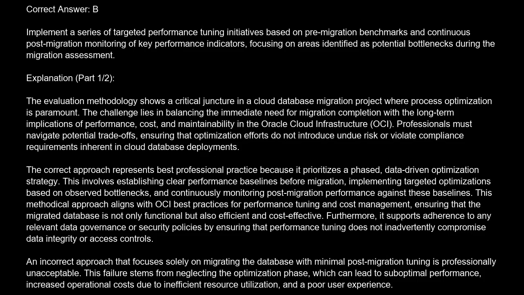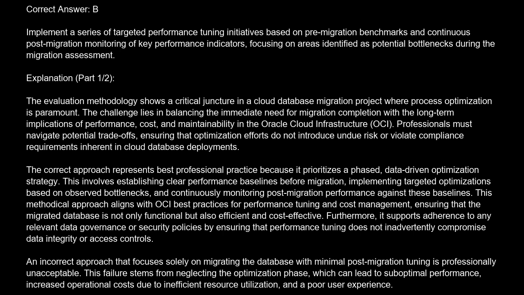The correct answer is B. Implement a series of targeted performance tuning initiatives based on pre-migration benchmarks and continuous post-migration monitoring of key performance indicators, focusing on areas identified as potential bottlenecks during the migration assessment.